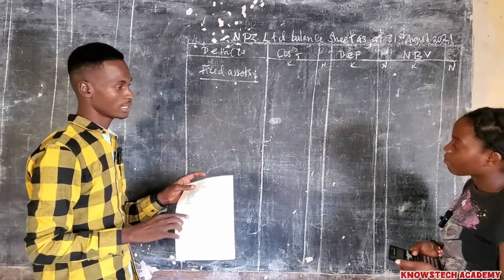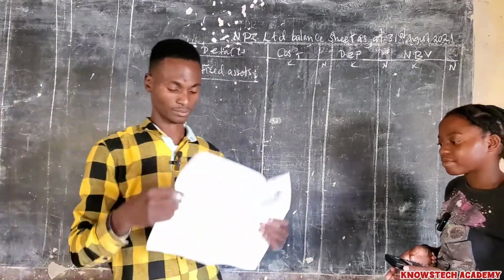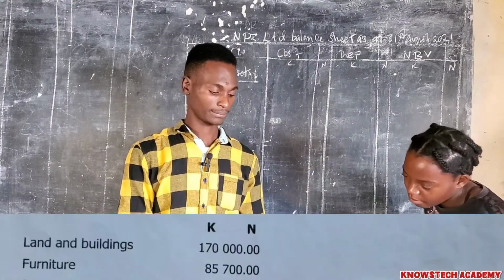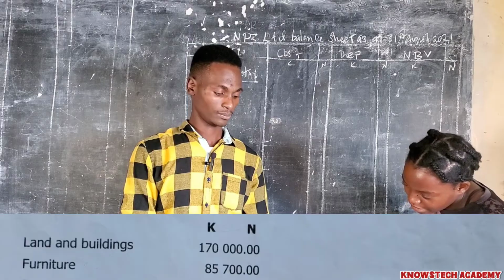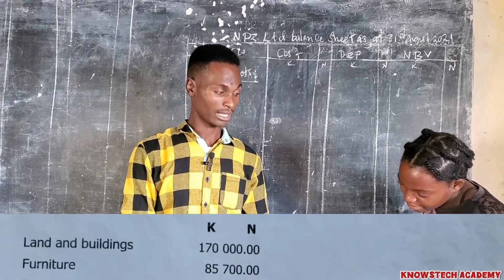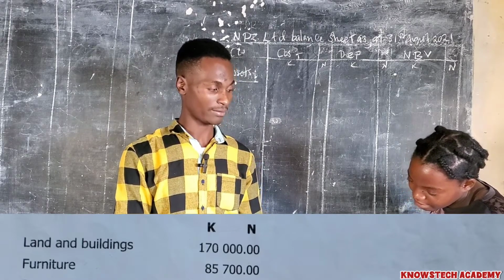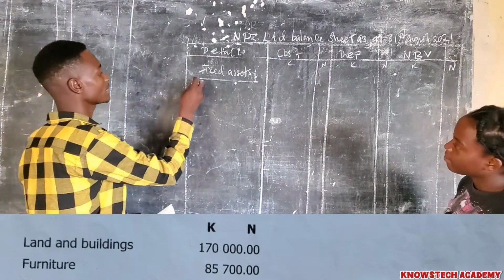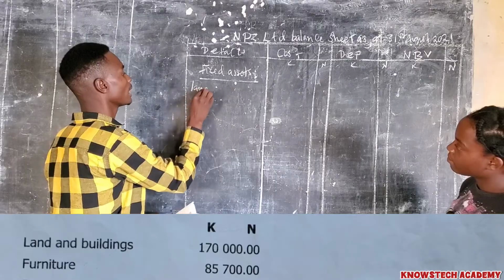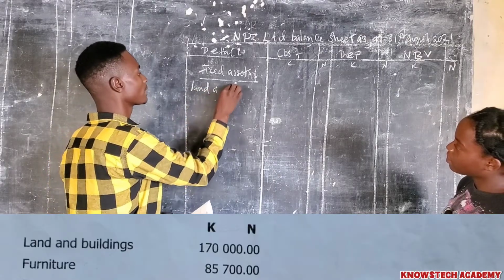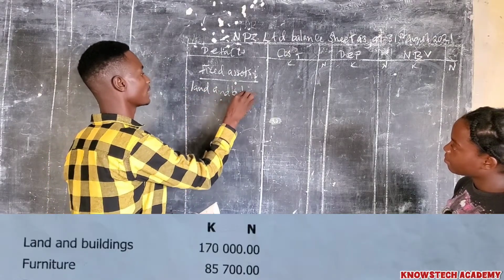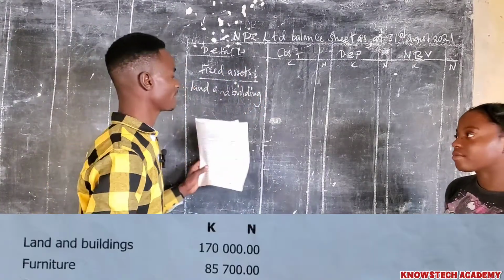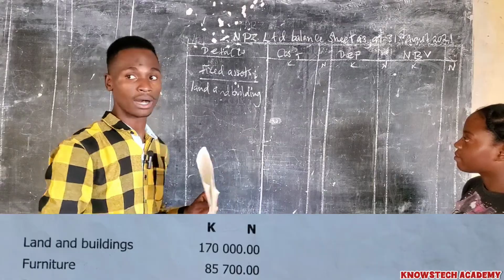Now, when you look at the items here, which are fixed assets? Land and buildings, and furniture. We only have two. So we start with land and buildings. These are fixed assets.